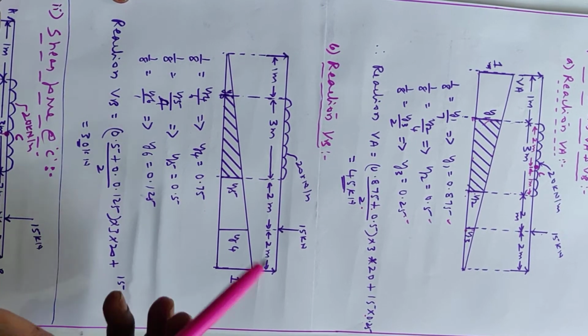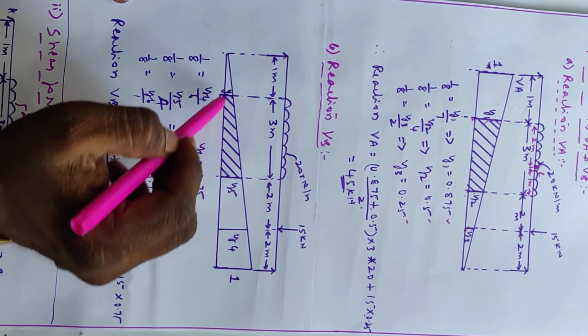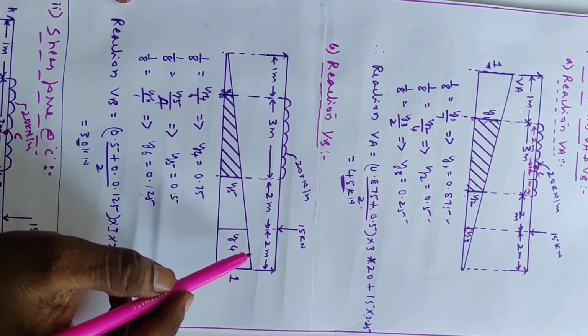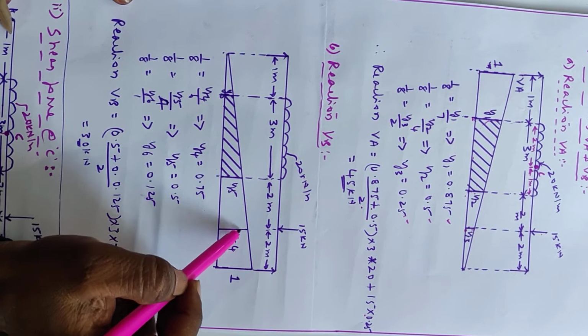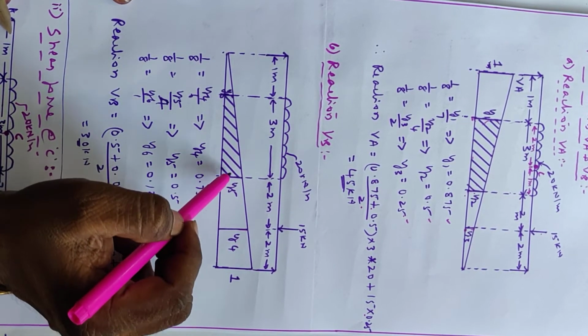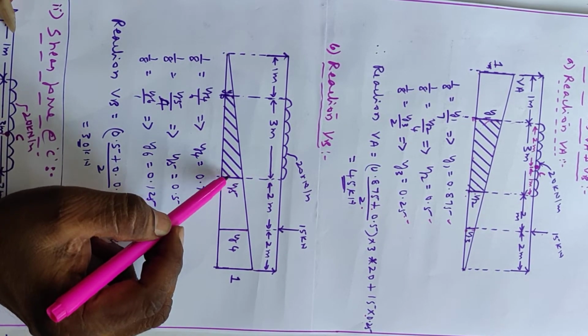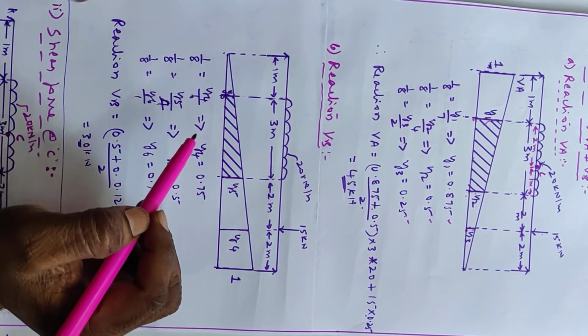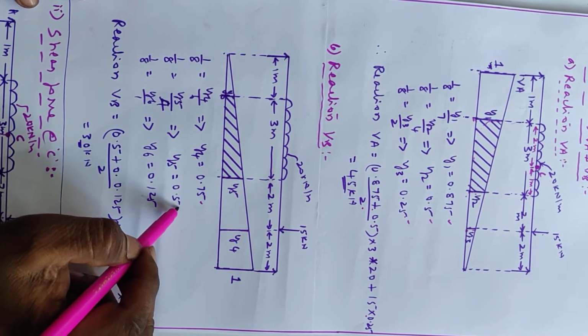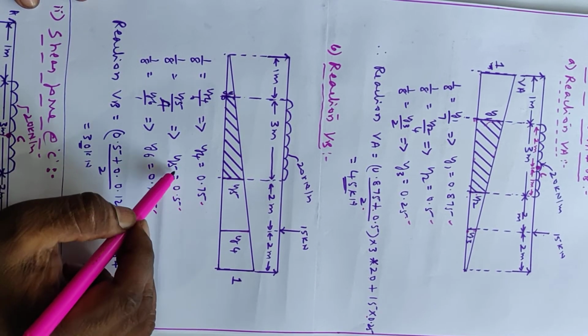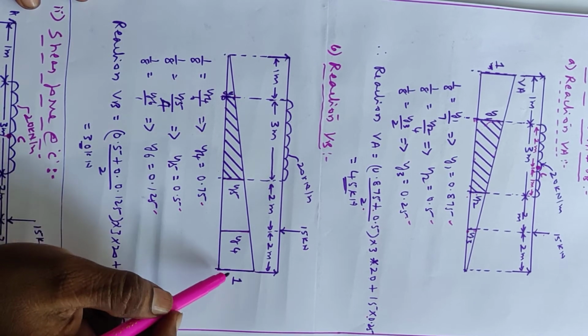Here for reaction VB, see ILD will be like this. Loads are fixed loads, not moving. Therefore below this ordinate, this is the ordinate. This UDL, this area we have to calculate. From similar triangle property, this ordinate and this ordinate we have to calculate. We calculated all the ordinates, y4, y5 and y6 from similar triangle property.